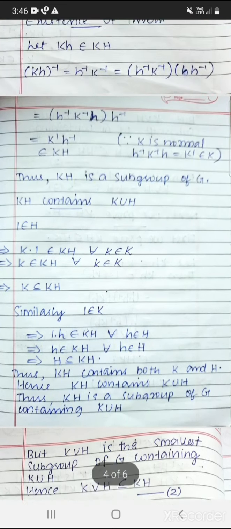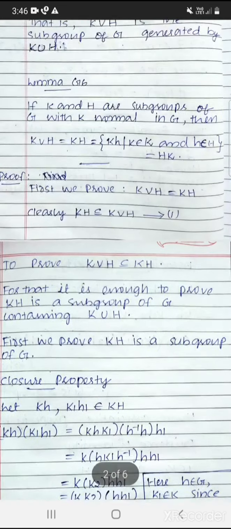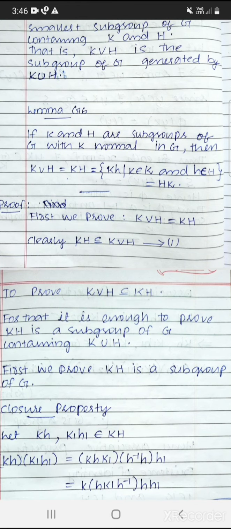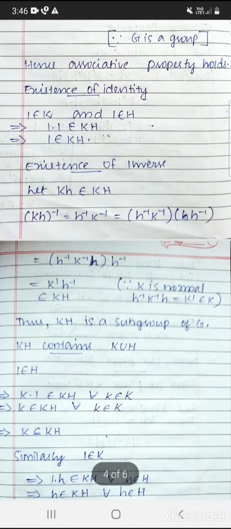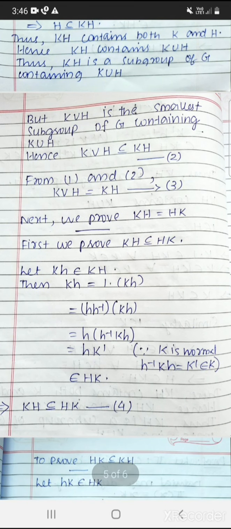What was our equation number 1? Equation number 1 was KH is contained in K join H. Now we got equation number 2, directly from the definition, that K join H is contained in KH. So from 1 and 2 we can write K join H is equal to KH. So KH is contained in K join H and K join H is contained in KH. So we can write K join H is equal to KH. I'm putting this as equation number 3.